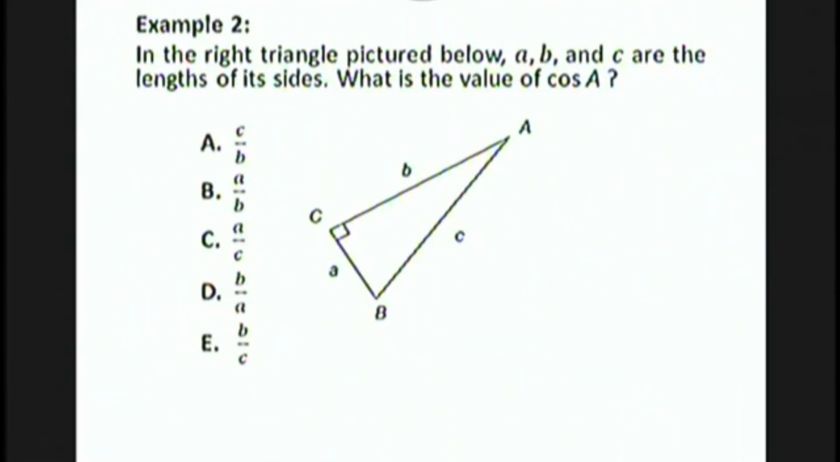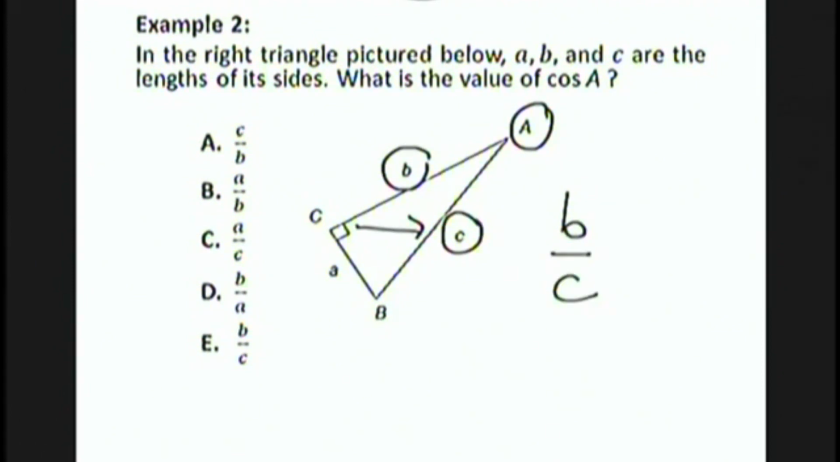Okay, let's look at an example. In the right triangle pictured below, A, B, and C are the lengths of its sides. What is the value of cosine A? Well, cosine of A is adjacent over hypotenuse, B over C, and that is choice E.